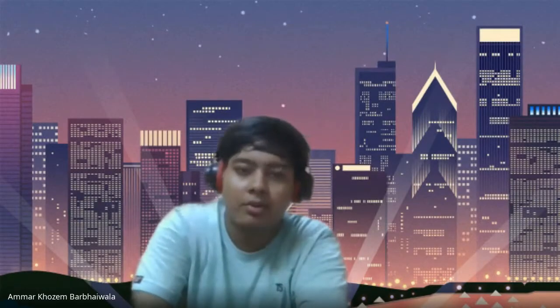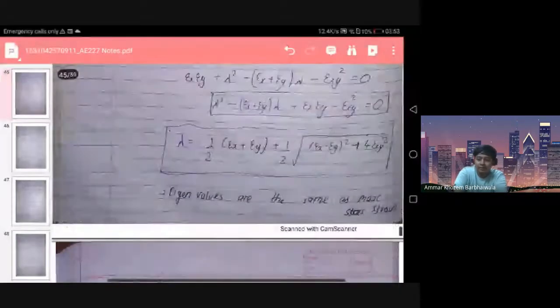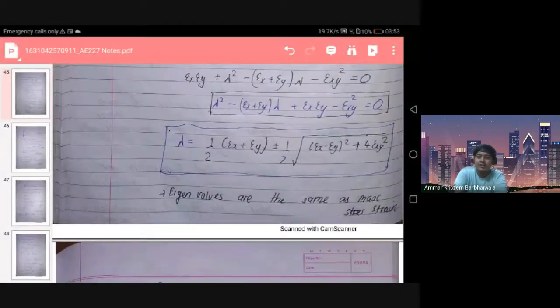Another thing to note is that the eigenvalues of the strain tensor are basically the same as the maximum and minimum stress which we found earlier. As we said, the eigenvalues are the diagonal elements of the strain tensor too, and hence the eigenvalues are the maximum and minimum values of the normal strain respectively.